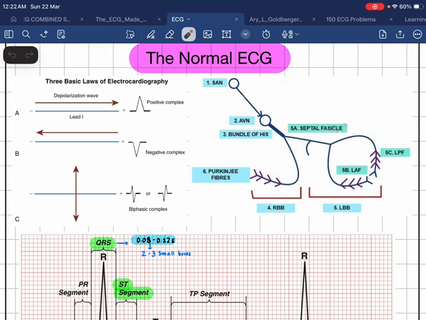negative deflection. Then discussing the conduction system of the heart, we have the SA node, then the AV node, followed by the bundle of His, the right bundle branch and the left bundle branch. The left bundle branch is further divided into the left anterior fascicle, left posterior fascicle and the septal fascicle, and these fascicles further give Purkinje fibers which supply the ventricular myocardium.